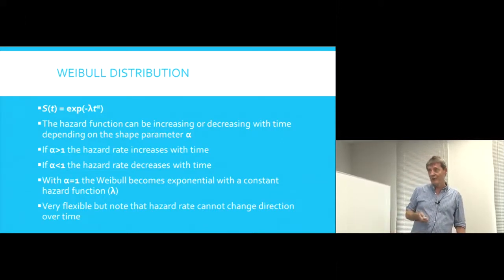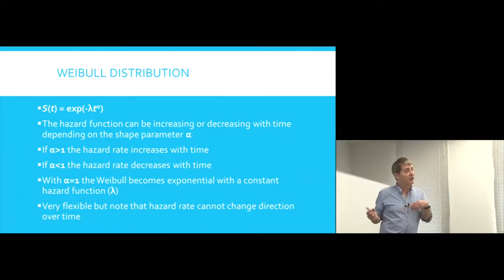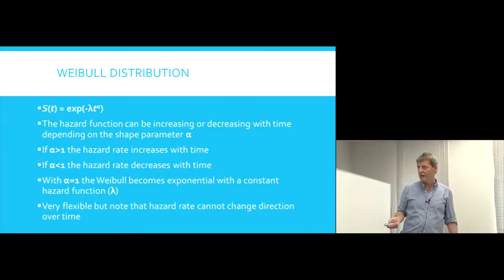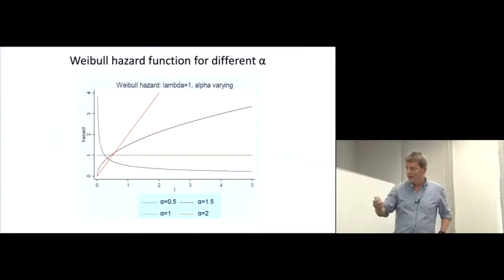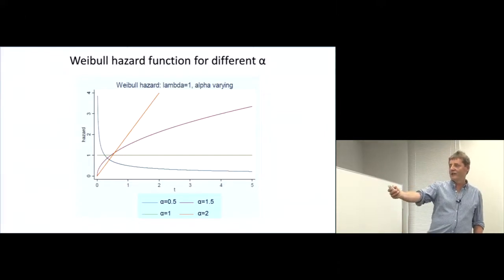So it's very flexible, but notice in this model, the hazard can't change direction. It's either increasing, constant, or decreasing. It can't change direction. So here we are, here's some examples. So here's the constant one.